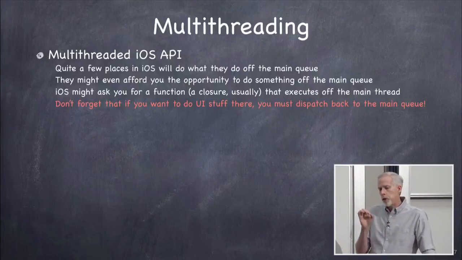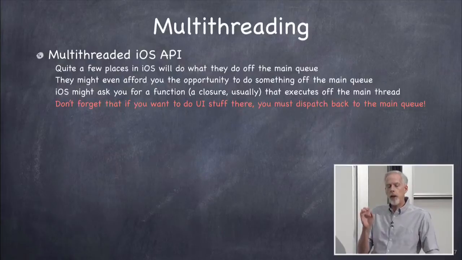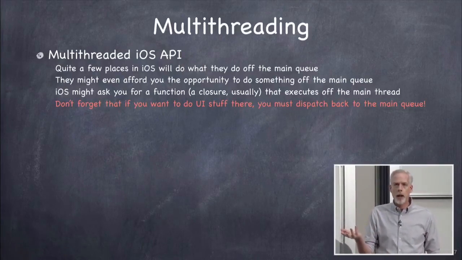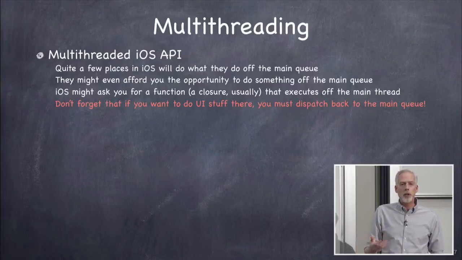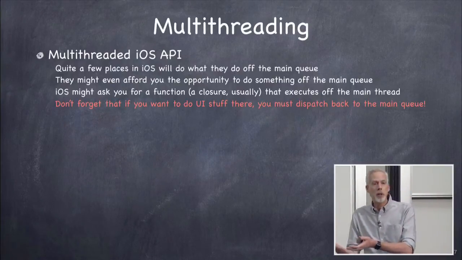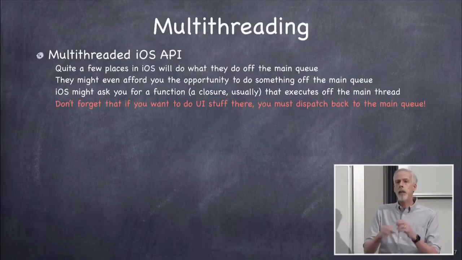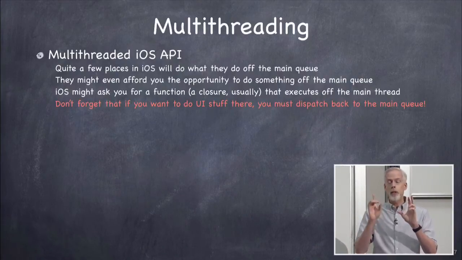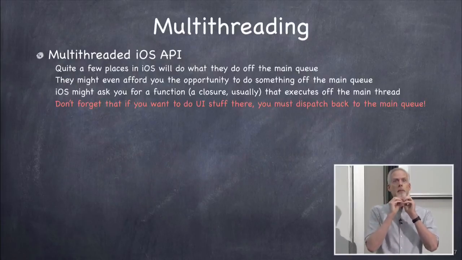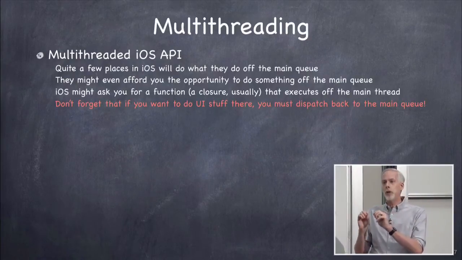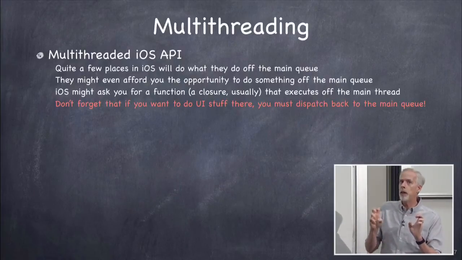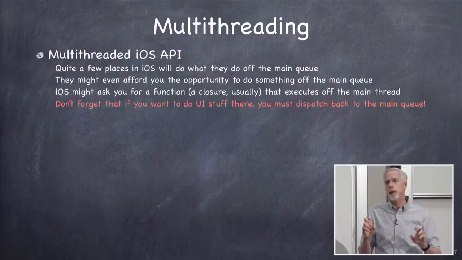In iOS, you'll see certain methods that are multi-threaded, and you'll read that in the documentation. The way it works is you're going to see a method that takes a closure as an argument, and it'll say in the documentation, this closure is run on another thread off the main queue. And when you see that, you have to go, uh-oh, because any code I put in that closure I'm passing to this function can't be doing any UI stuff, because that can only happen on the main queue.